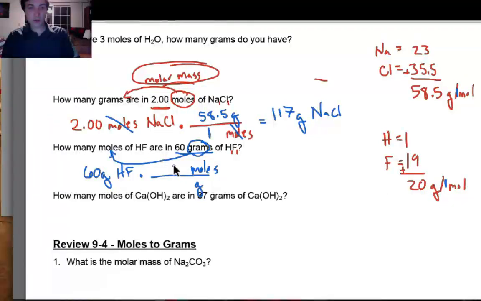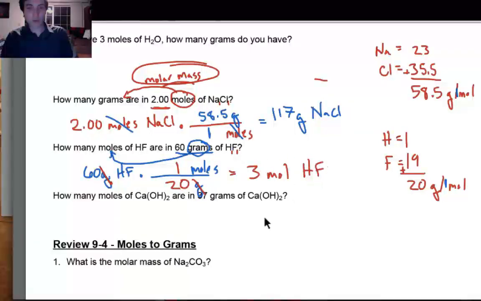So that means when we plug these in, the 1 goes next to the moles, and then for the grams, you plug in the value that you came up with by adding them together. In this case, it's 20. Notice our grams will cancel out, grams on top, grams on bottom, they disappear. 60 divided by 20 gives us 3. The units are moles, and then don't forget your substance, HF, or hydrogen fluoride.